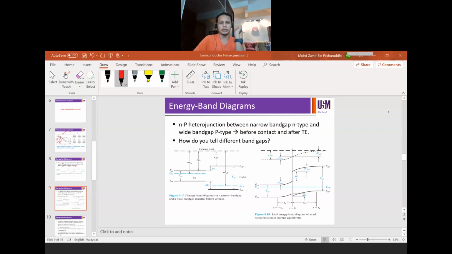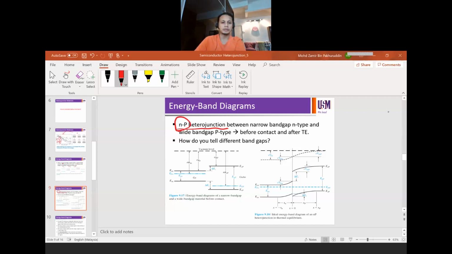For example, if you talk about an nP heterojunction, why do we write nP like this? The small n and capital P means your n is narrow band gap and your P is wide band gap. So the wide band gap we write as capital. If your wide band gap is n, then it's small p and capital N, right? So in this case it's an n capital P heterojunction between narrow band gap N type and wide band gap P type, before contact and after contacting, right?